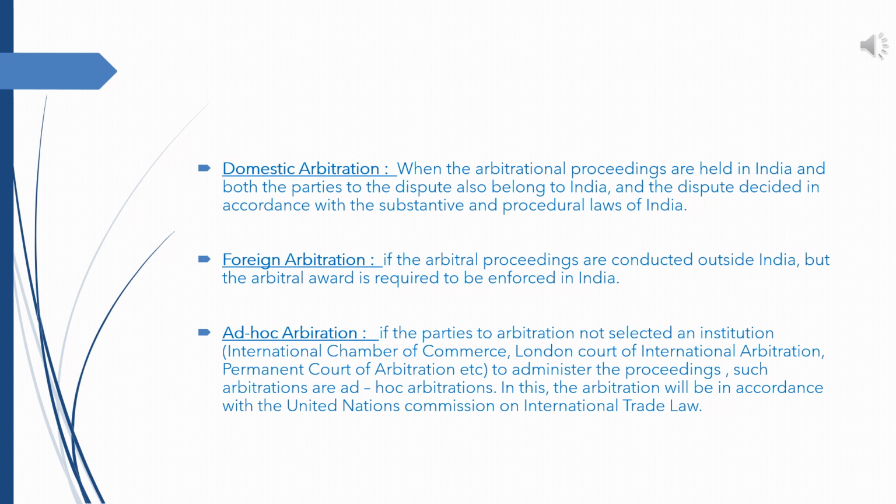So first we will discuss domestic arbitration. When can we say that an arbitration is a domestic arbitration? There are 3 conditions to be fulfilled. The first one is that the arbitration proceedings happen in India. The second condition is that both parties belong to India. And the third one is that the dispute will be decided in accordance with the substantive law and procedures followed in India. If these 3 conditions are satisfied, we can say that the arbitration is a domestic arbitration.